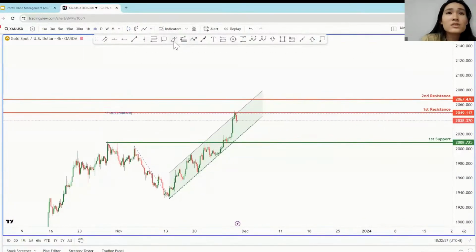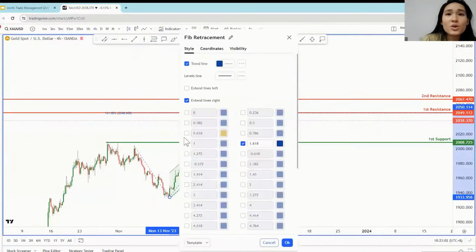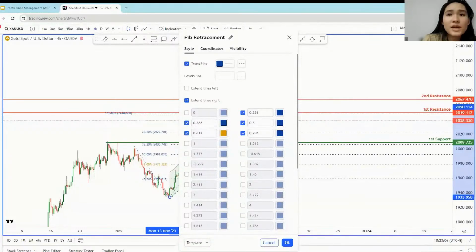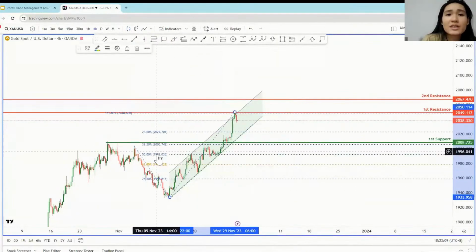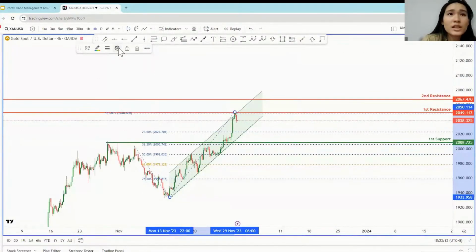Next, I'm going to go in with a retracement. For retracements, we use these 5 levels. And I can see that my 38.2 lines up with my first support, so I'm just going to keep that.